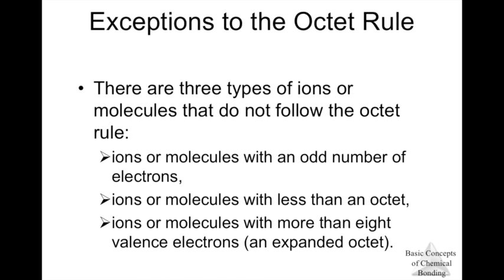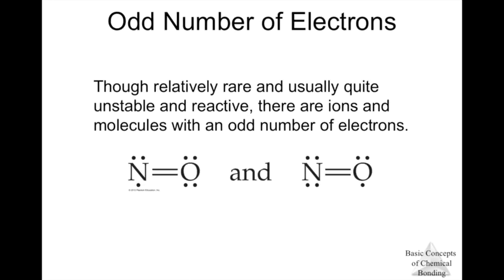Also, there's some other complications when you're doing these Lewis dot structures. There's three different cases that don't always follow that octet rule. So one, there's some ions or molecules that just have an odd number of electrons, and it's just not going to be possible, no matter how you do it, to fill your octet. Some things are happy with less than an octet, and some things are happy with more than an octet. You can actually expand on that octet.